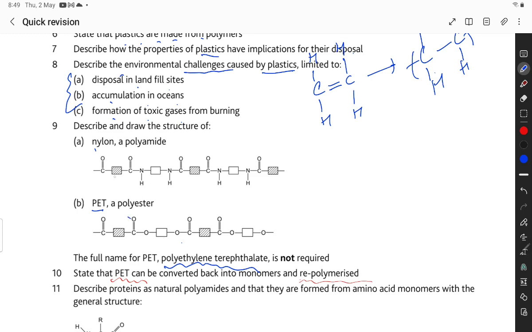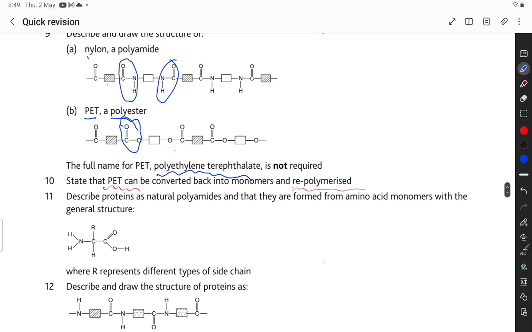The monomers of this are dicarboxylic acid and diamine. So look at this, C double bond O, C double bond O. This is the structure of nylon, and the linkage is amide, and many linkages are polyamide. And this linkage is ester, and many linkages are polyester. Okay, the full name is not required.